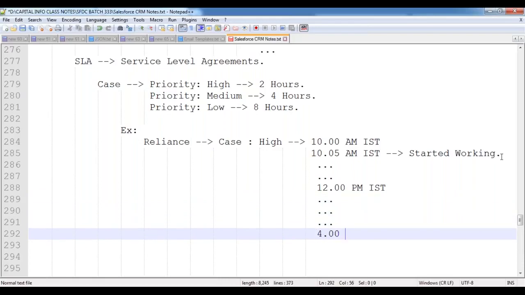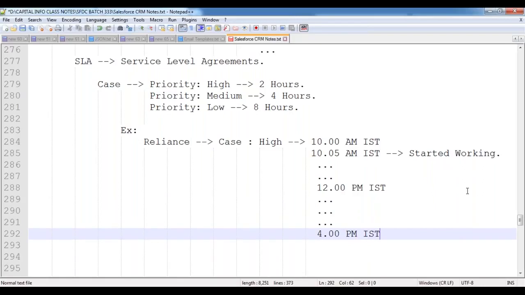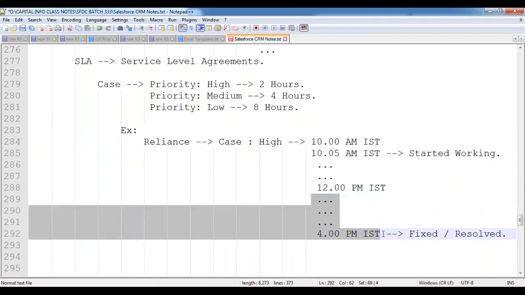Now the time is 4 p.m. Now the problem has been fixed, that means resolved. So for high priority cases, how much time have they committed as per the agreement? 2 hours. But in this case, what happened? 2 hours are over, and additionally they have taken 4 more hours.